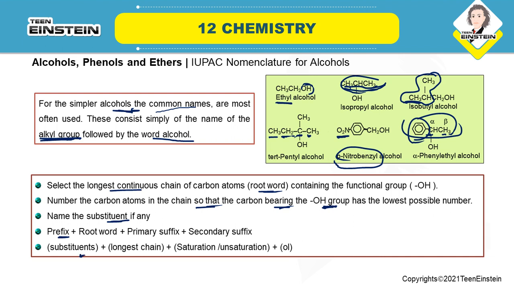There is nothing difficult in it. Prefix is the substituent. Then root word is the longest chain. Then primary suffix: whether there is any unsaturation present or not, that is, whether a double bond or triple bond is present, we have to mention that. That is treated as a suffix, but it is the primary suffix. And finally, "ol", which is used for alcohol. This is the term with which we end the name, so it is a suffix. Prefix means at the beginning, suffix means at the end.